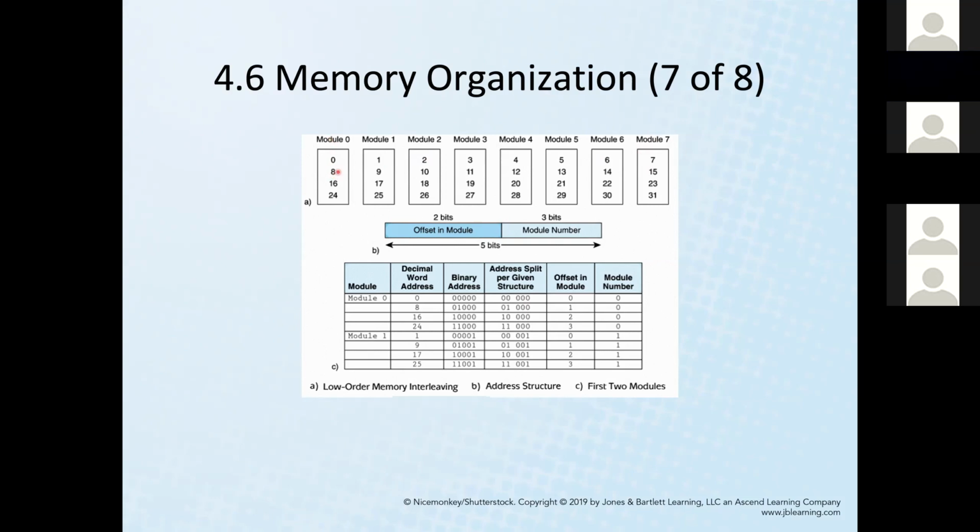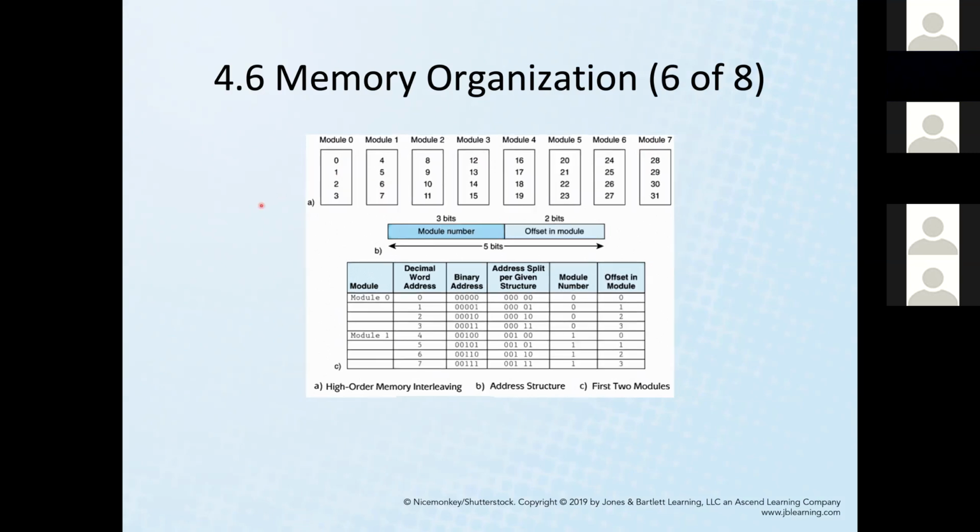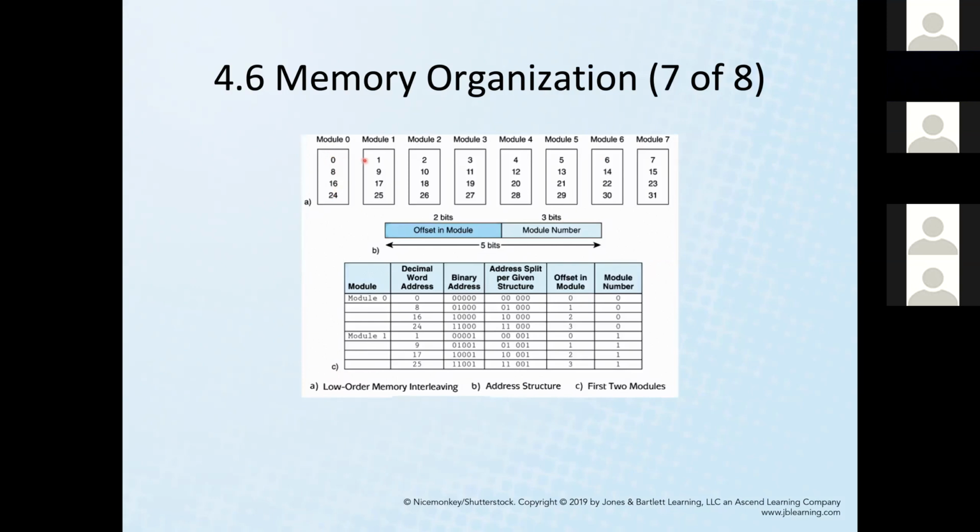Let's compare it with the high order interleaving. In high order interleaving, addresses 0, 1, 2, 3 were in the same module, but here addresses 0, 1, 2, 3 are in 4 different modules. Okay, so it's a different type of address interleaving. What's the advantage of this addressing? What's the advantage of low order memory interleaving?